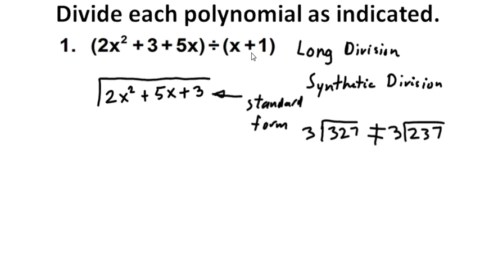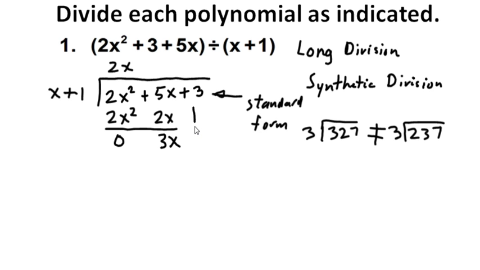And next we're going to take our divisor, which is x plus 1, and we're going to just start dividing using long division. 2x squared divided by x. How many times does x go into 2x squared? Well, it goes into 2x times. And 2x times x is 2x squared. And then we have 2x times 1 is 2x. And then if we subtract, we have 2x squared minus 2x squared equals 0, and 5x minus 2x equals 3x. And then we're going to bring down this 3 here.